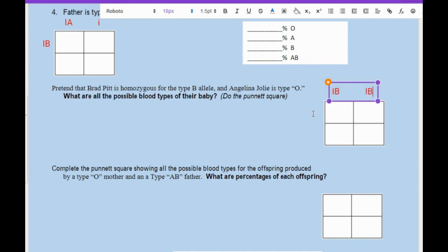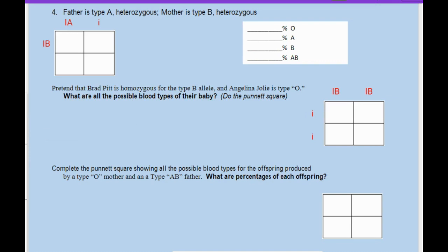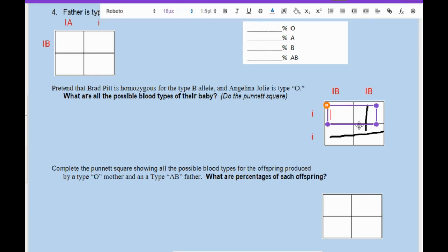Angelina Jolie is type O, so she's going to have two O alleles. Don't put O; it's little i, little i. Those are the alleles for type O blood. All right, we can do some crossing off. Since these are both little i's, we can cross off one. Since these are both big I^B, we can cross off that. All right, so all four boxes would have been the same.